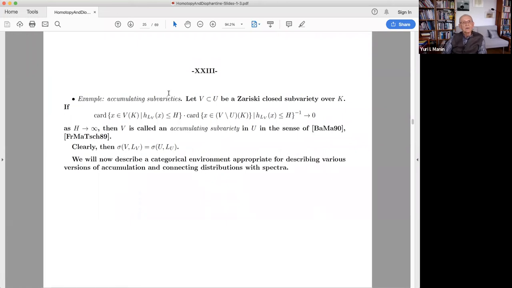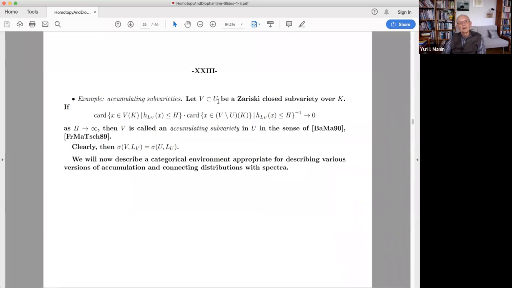And for example, this was the notion introduced in the papers of Batyrev and Manin, in our papers of 90, or one year earlier in my paper with Franke and Tschinkel: accumulating subvarieties. So you are imagining points in this variety, but they are somehow accumulating into some closed subvariety. So consider the Zariski closed subvariety V in U.